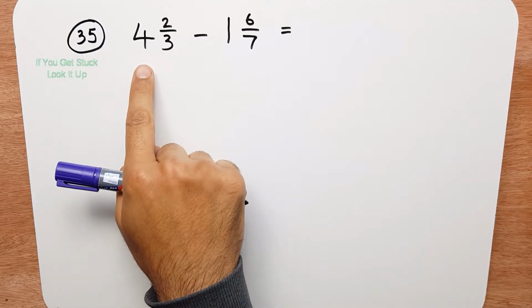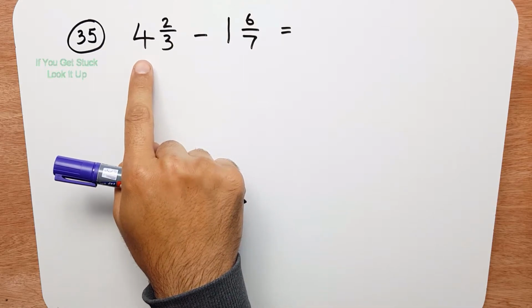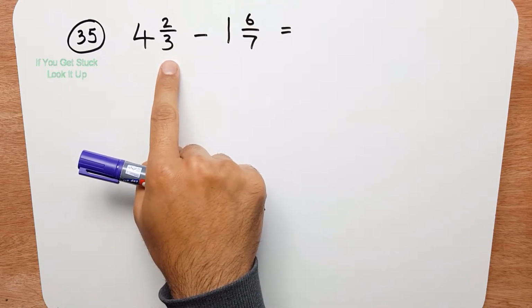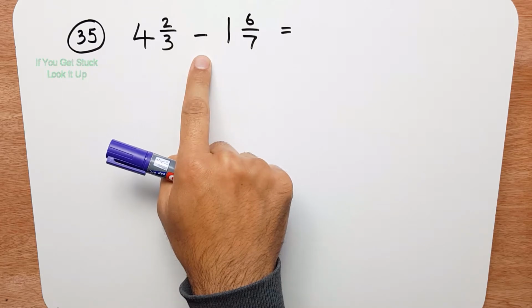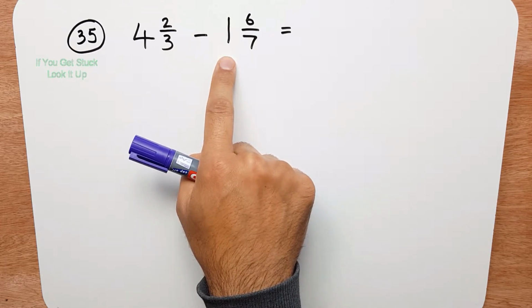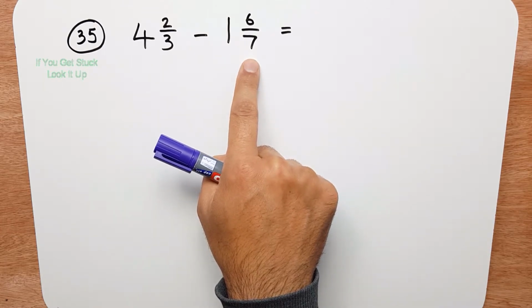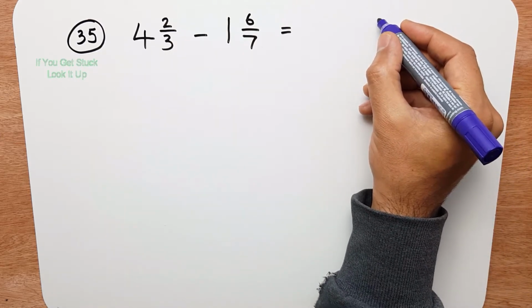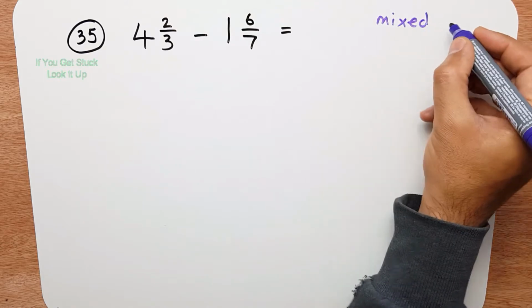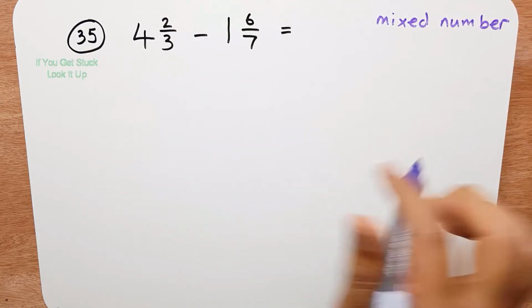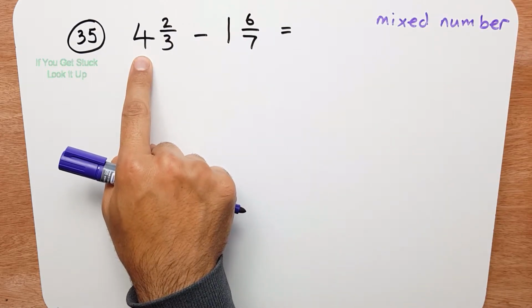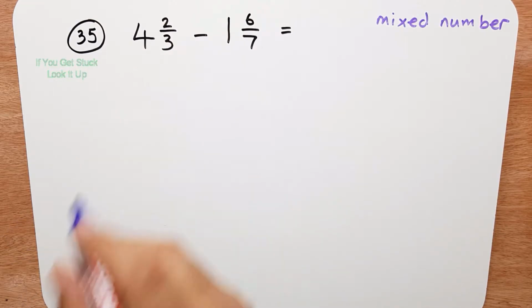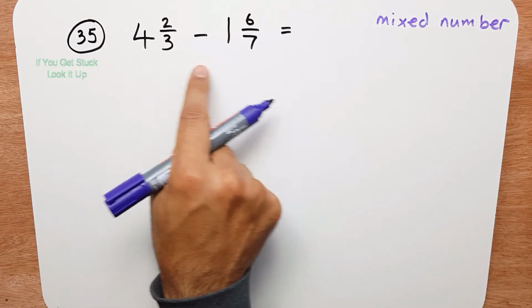In question 35, we're given 4 2/3, take away 1 6/7. So we have two mixed numbers. Let me write that down. And a mixed number has a whole part and a fraction part. Now the next question is, how do we tackle this?